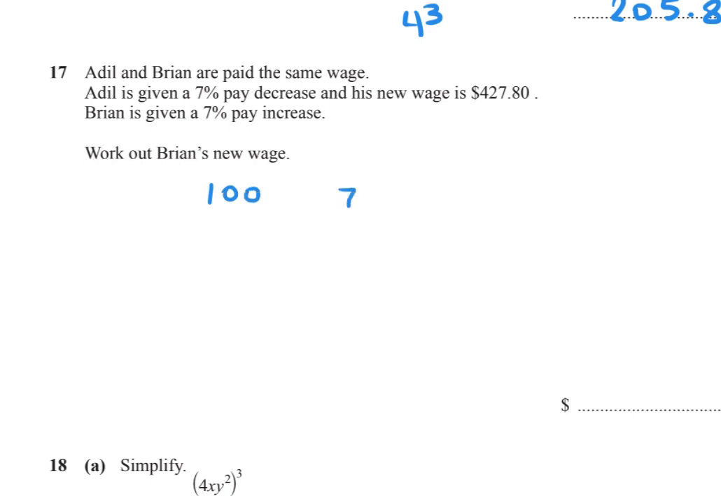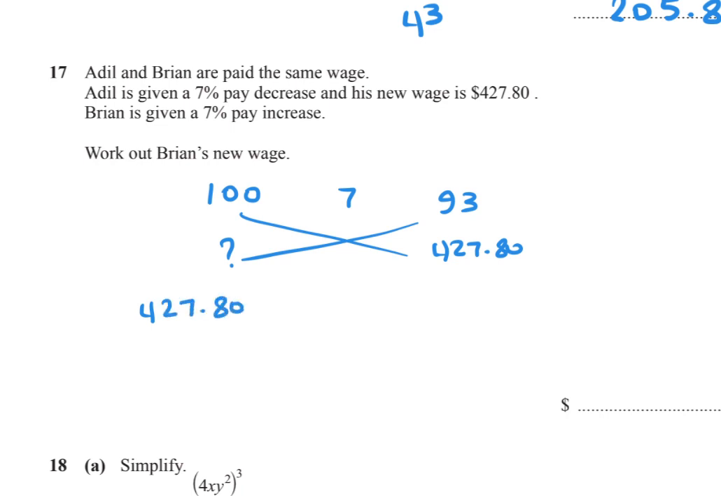107, so 100 minus 7, 93. The new wage 427.80. Now we can find the original wage, cross multiply. So 427.80 times 100 divided by 93 equals 460. So same for Brian.